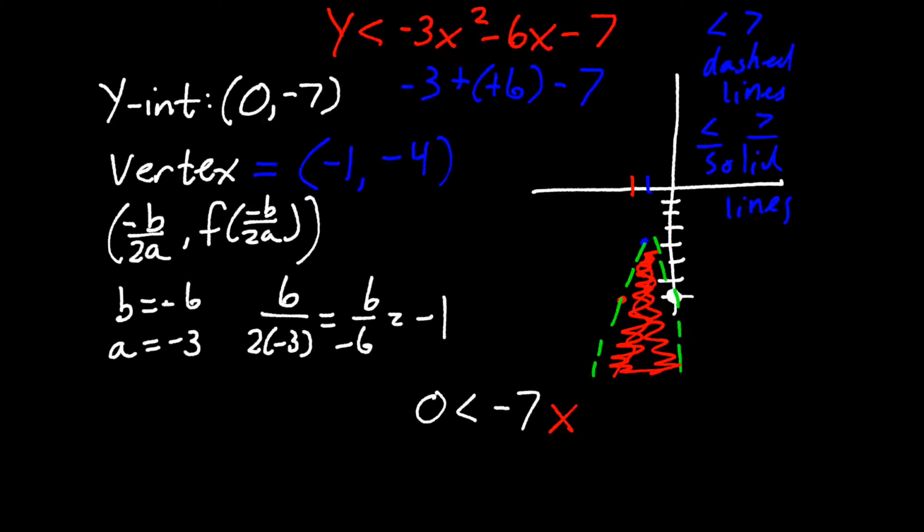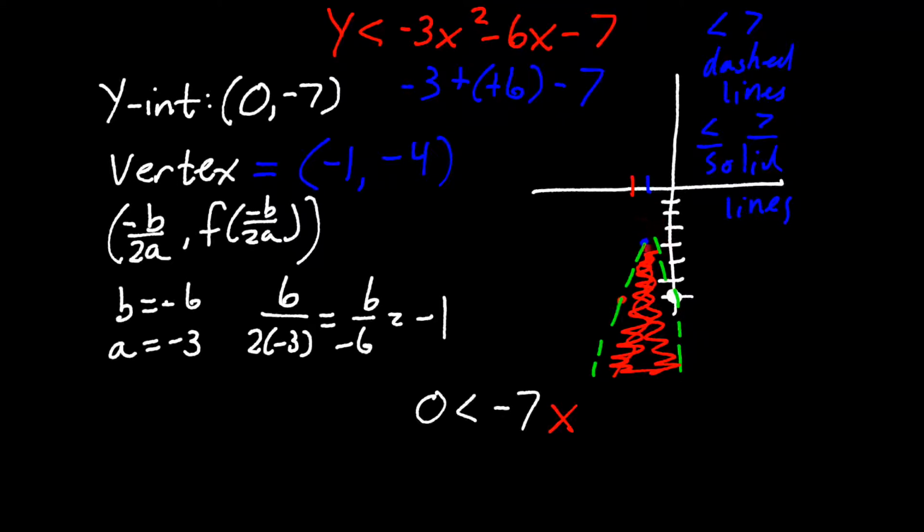Now, there's a lot of things that went on here, so let's recap. We took the original function, y is less than negative 3x squared minus 6x minus 7. We started by finding the y-intercept, plugging in 0 for x's. Then we found the vertex using our little vertex formulas here.